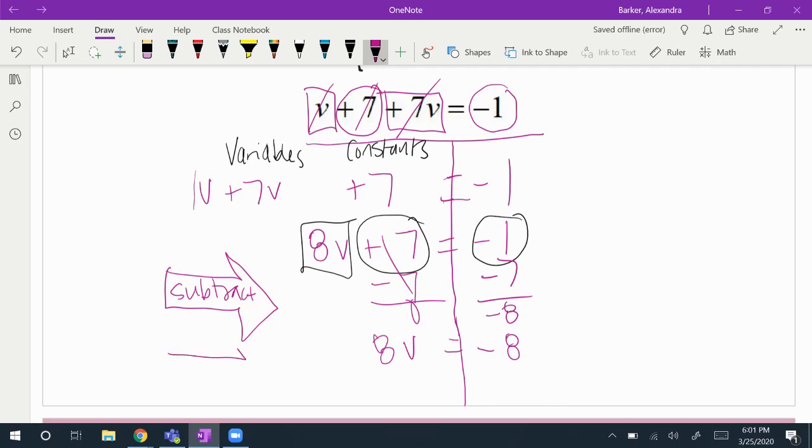All right, last step. I've just got to get that 8 away from the v. I need to do the opposite of multiplication, which is division. So I divide here by 8. And whatever I do to one side, I have to do to the other side. So I divide by 8 over here as well, and I'm left with v equals -1.